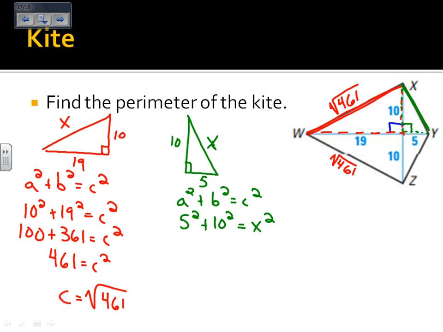So 5 squared plus 10 squared equals X squared. So 25 plus 100 is equal to X squared. That gives you 125 is X squared. Last step. X equals the square root of 125. Thank you, Jasmine.